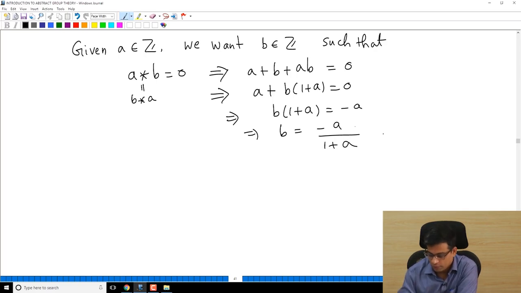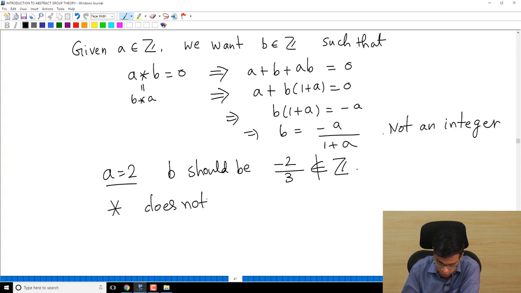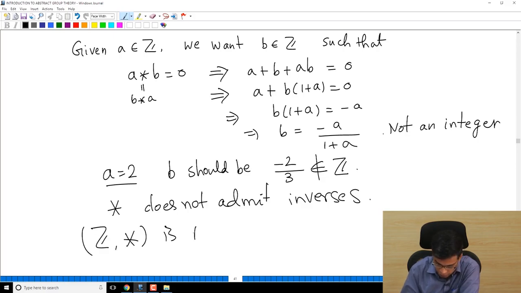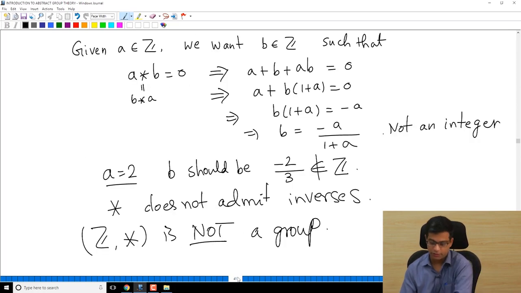But now, there are problems here. First of all, this is not an integer. If A is an integer, this is not an integer in general, right? Because you are dividing by this. So, for example, if A is 2, B should be minus 2 divided by 3. This is not in Z. So, star does not admit inverses. Okay. So, (Z, star) we can immediately conclude is not a group. Note that it has three properties, that is binary operation, identity, associative, but it does not admit inverses. So, it is not a group.